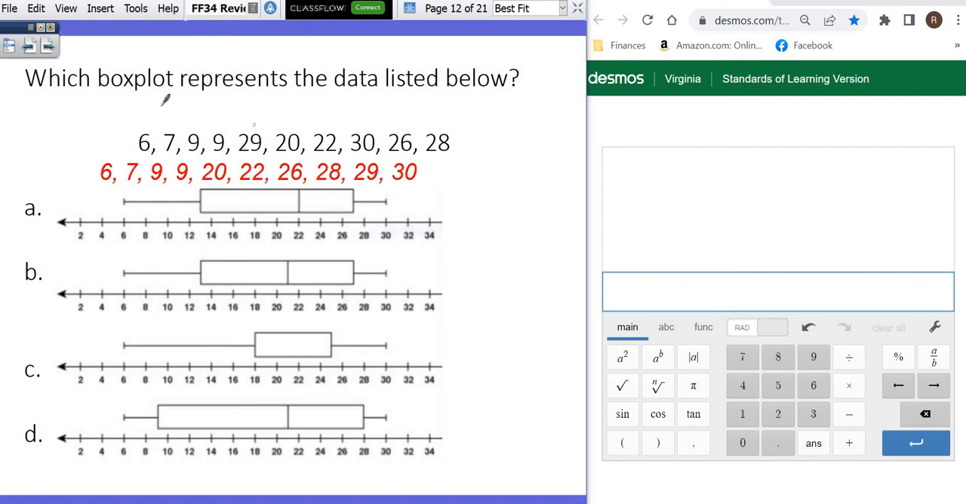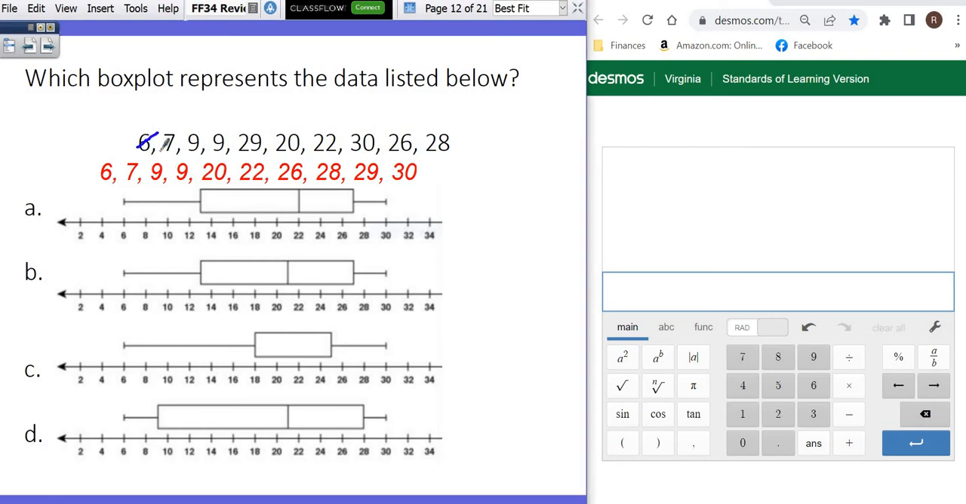Okay, we're going to read this up where it says, which box plot represents the data listed below? Well, this is the original data right here. And I have gone ahead and put them in ascending order from little to big. But I want to check and make sure I have everything.